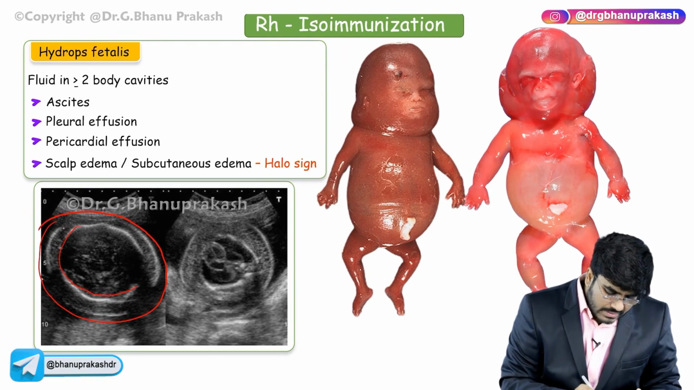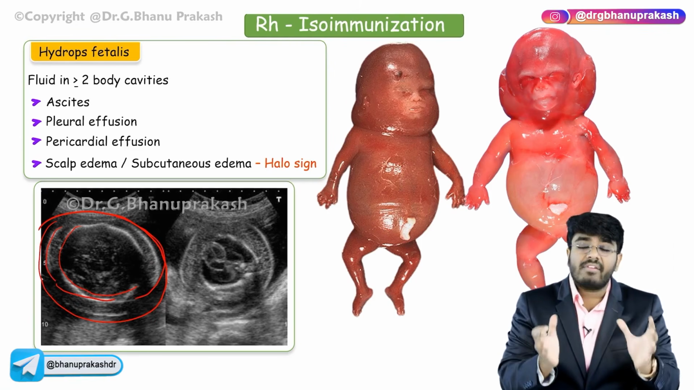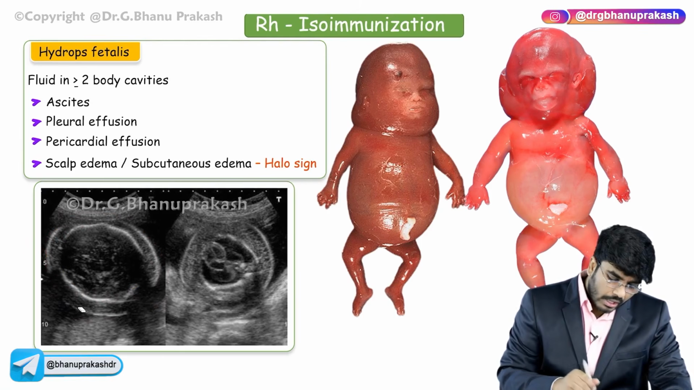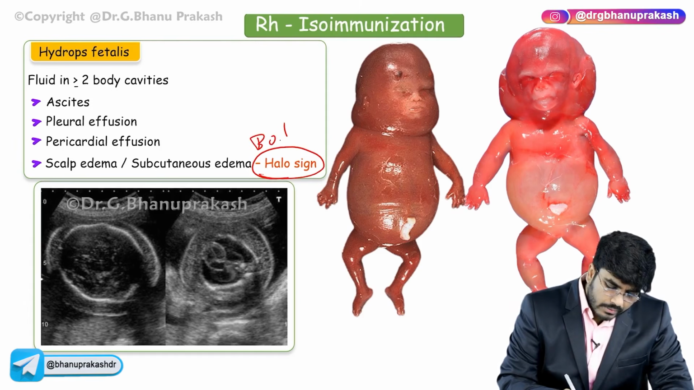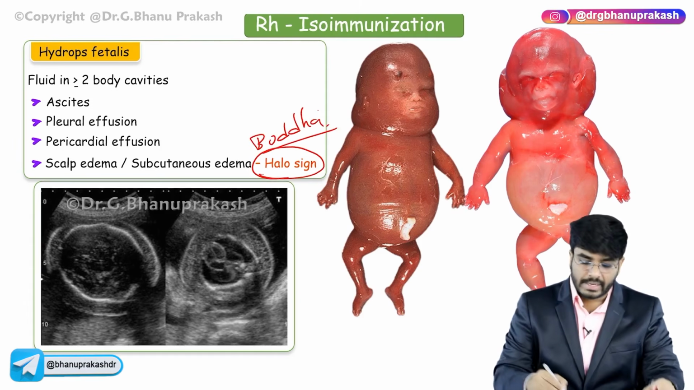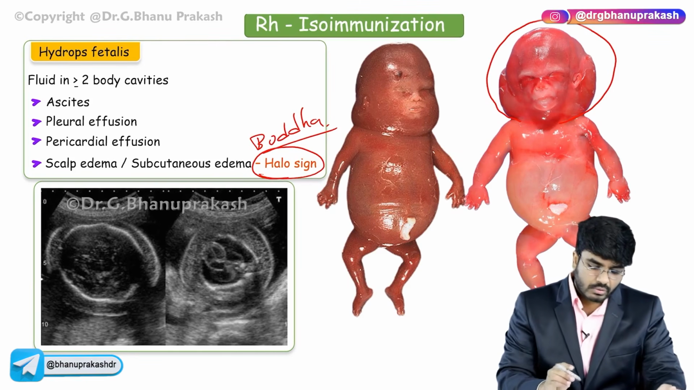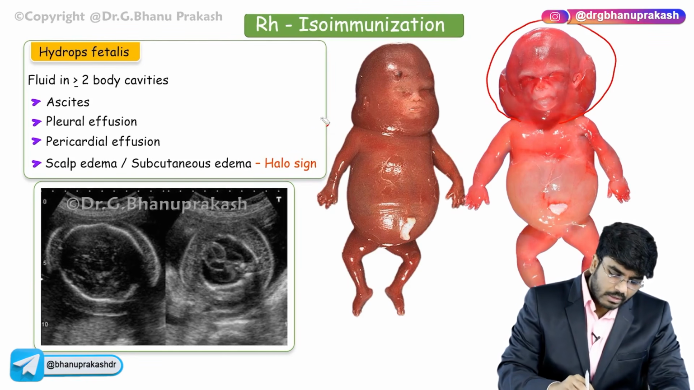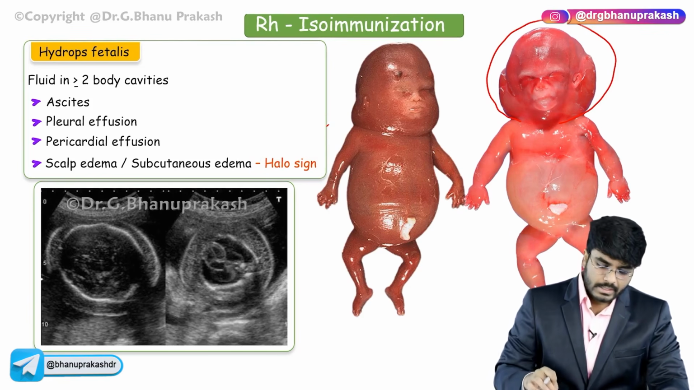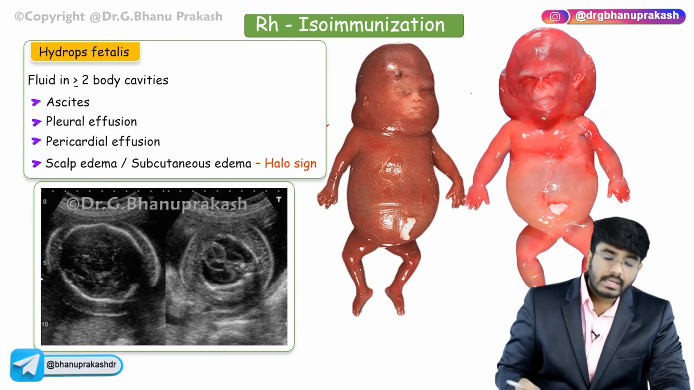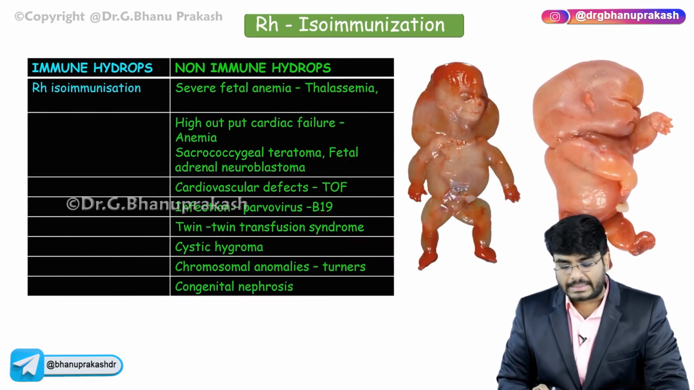This is the scalp, and surrounding the scalp you have this edema, fluid accumulation. So around the head you are having a halo. This gives you the halo sign, or Buddha sign. Around the head of the baby, because of this fluid accumulation, there is this halo present over the scalp, that is halo sign or Buddha sign, which is seen with Hydrops fetalis in transvaginal sonography. And I am again repeating, Hydrops fetalis is a severe complication because of fetal anemia.